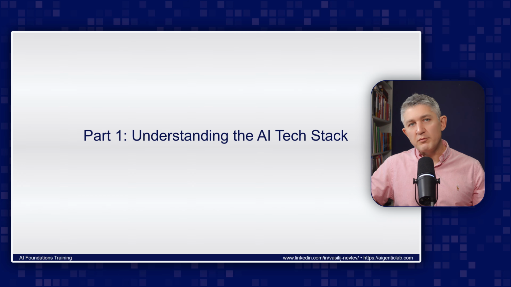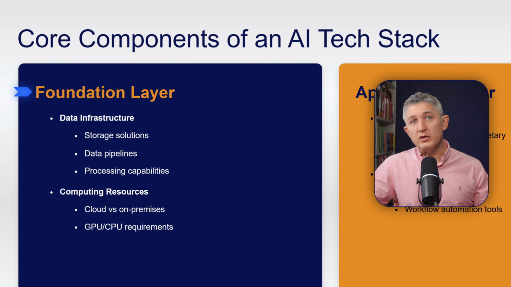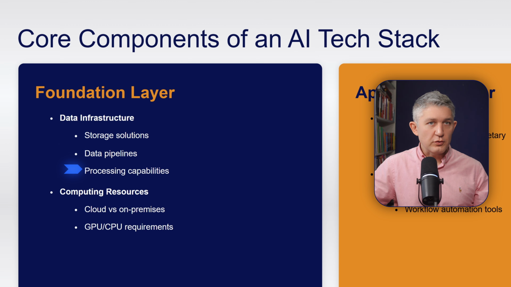Let's start with the shape of the AI stack. Think foundation and application, plumbing first and then the taps. The core components of the AI tech stack start with the foundation layer, which includes data infrastructure: where the data lives, how it moves, and who can touch it. You need to think about storage, pipelines, and processing. Aim for one source of truth and not 10 copies of the same data.